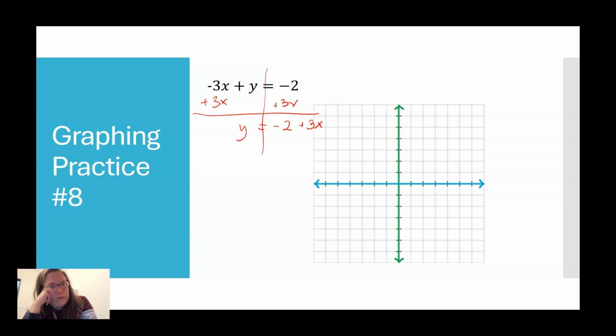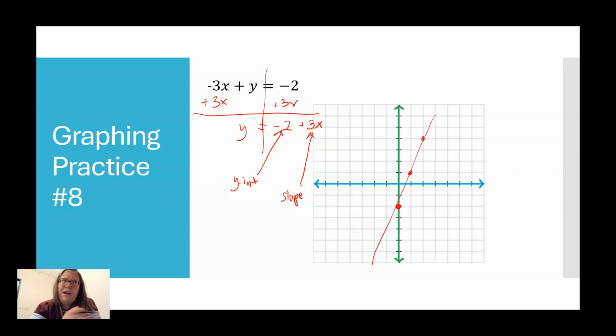What's the slope? What's the y-intercept? This guy, they're written in the backwards order, right? So remember, the slope is always the number on x, and the thing that's being added or subtracted is the y-intercept. So we're going to start at negative 2 and use that slope up 3 over 1, up 3 over 1. There's my equation, my graph.